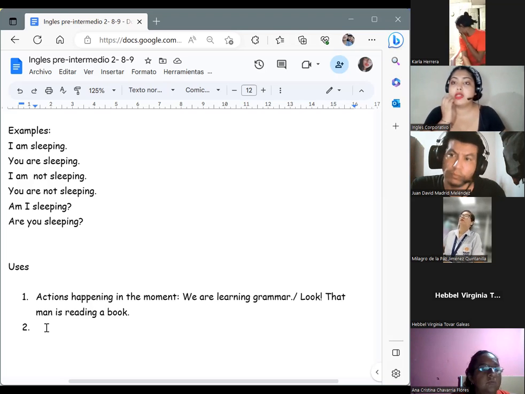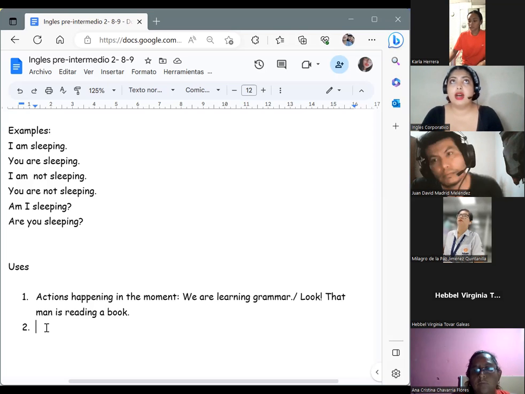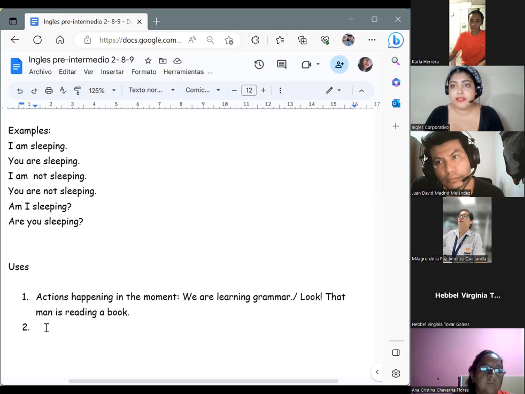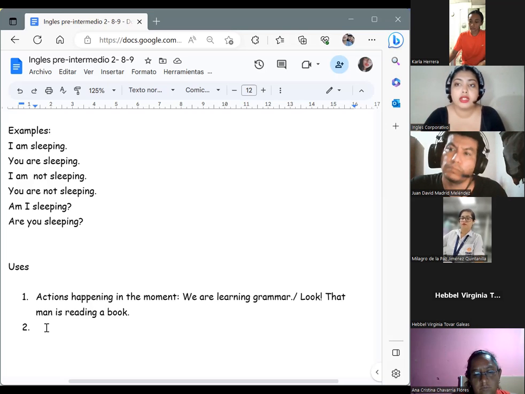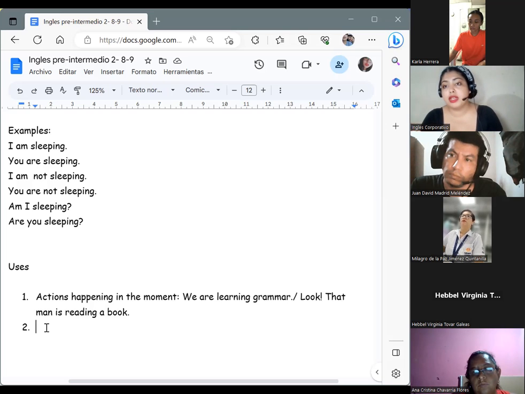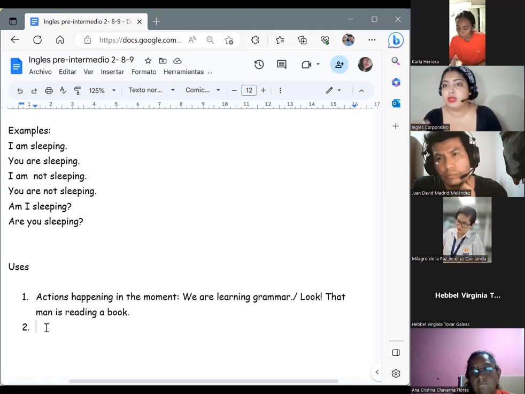A pesar de que se está hablando del futuro con esas dos estructuras, in some cases, we are going to specify that some actions are going to happen in the future, and we are sure about that information. In the case that we are using will, it's something that is not certainty that it is going to happen.